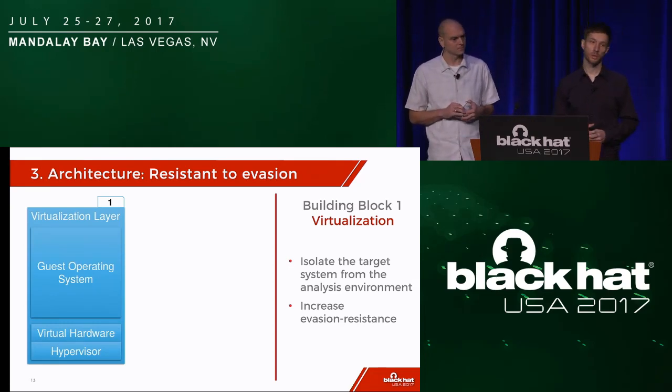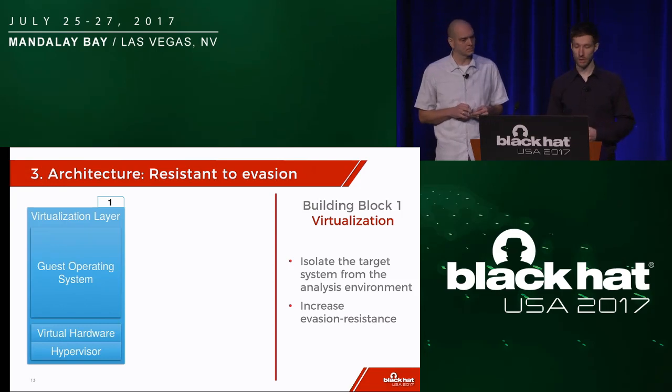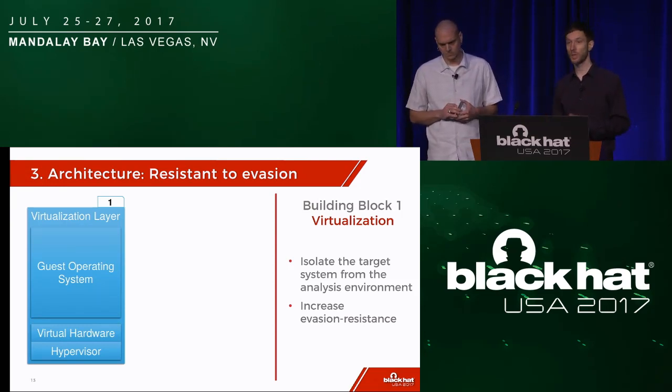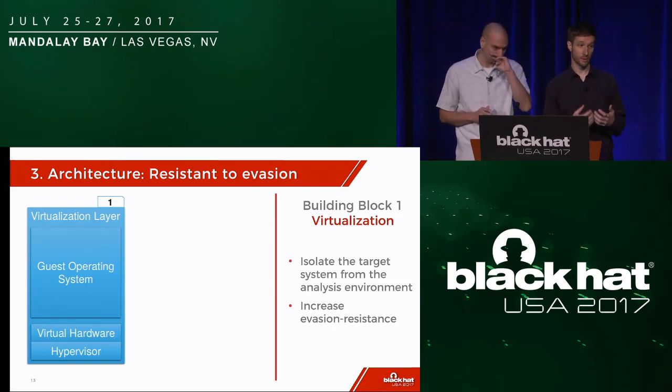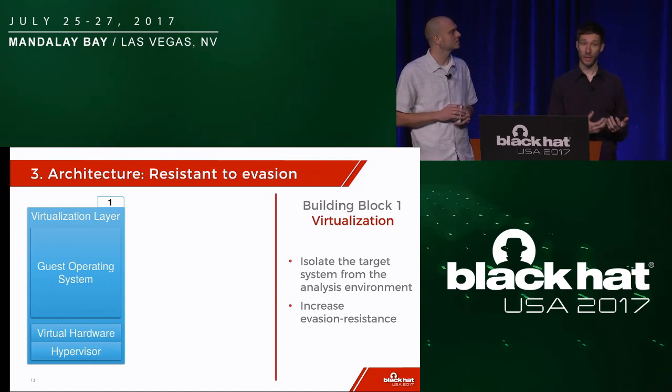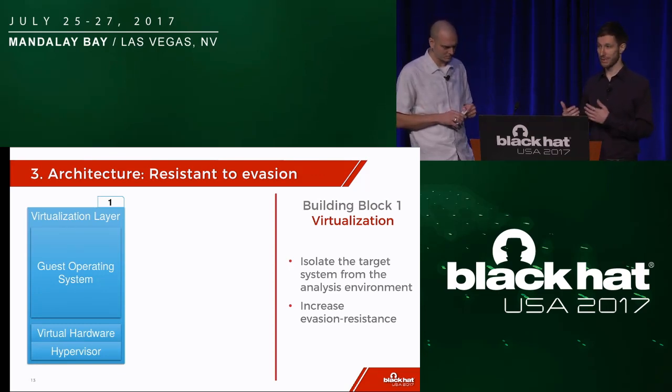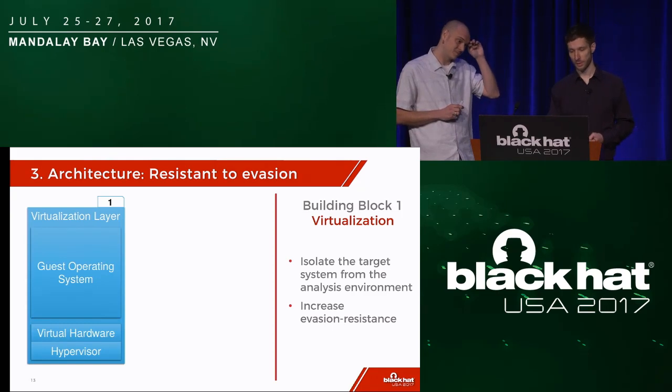So the first building block in the architecture is virtualization. As Jonas just said, virtualization is generally used to isolate the host system from the malware running within the virtual machine. In the case of rVMI, we take this concept a step further and pull the debugger out of the virtual machine onto the hypervisor level, such that the malware is no longer able to attack the debugger directly and isn't even able to see the debugger. And this really increases the evasion resistance of the entire approach. With this in mind, let's take a look at our second goal, full system analysis.